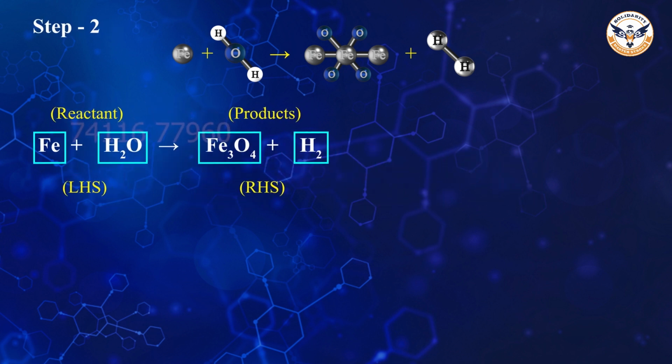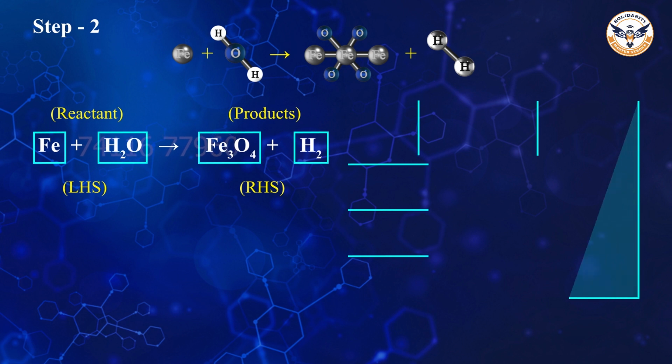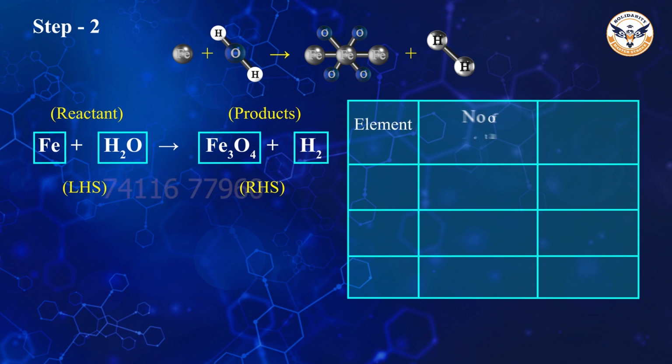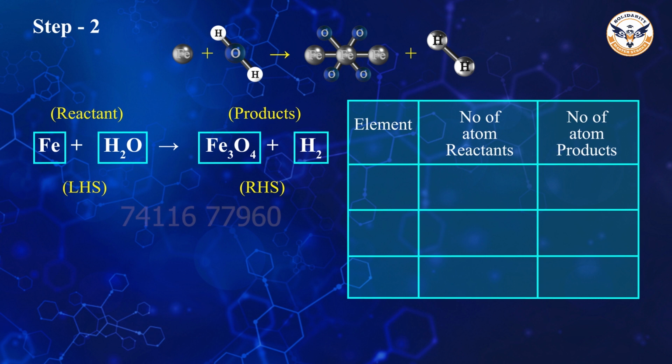Step 2. For this, first we need to draw a table which has 3 columns: element, number of atoms in reactants, and number of atoms in products. List the names of the elements in the column element. List the number of atoms of different elements present in the unbalanced equation.